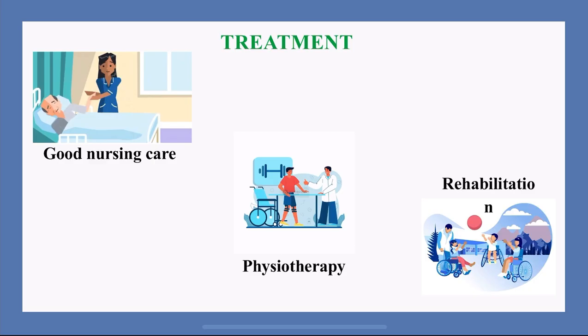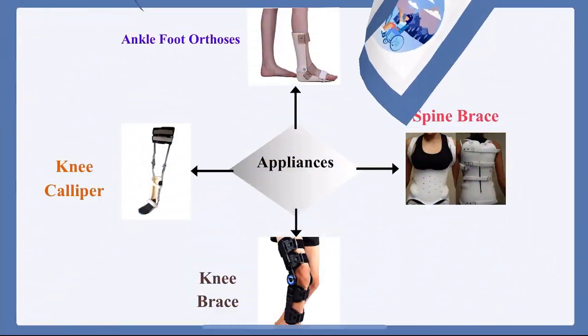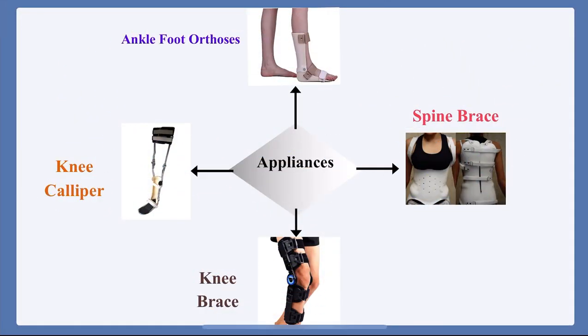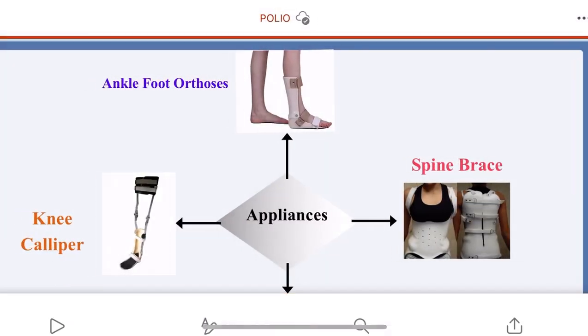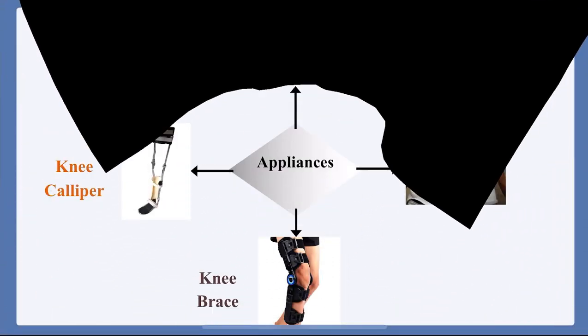The child will be put on metal calipers. Okay, there's no specific treatment, so the child will be put on the metal calipers. We have appliances like the spine brace, knee brace, knee calipers, ankle foot orthosis. Okay, we have these appliances to act as an aid for walking.